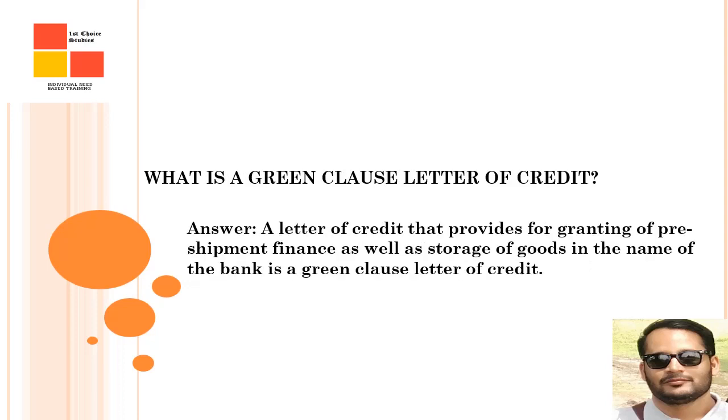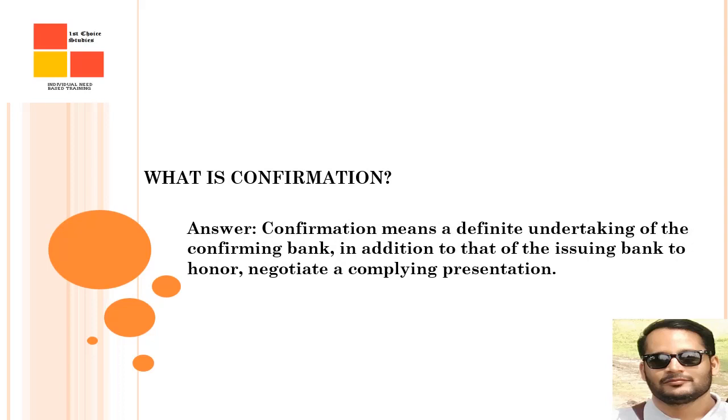What is a green clause letter of credit? Answer: a letter of credit that provides for granting of pre-shipment finance as well as storage of goods in the name of the bank is a green clause letter of credit. What is confirmation? Answer: confirmation means a definite undertaking of the confirming bank, in addition to that of the issuing bank, to honor or negotiate a complying presentation.